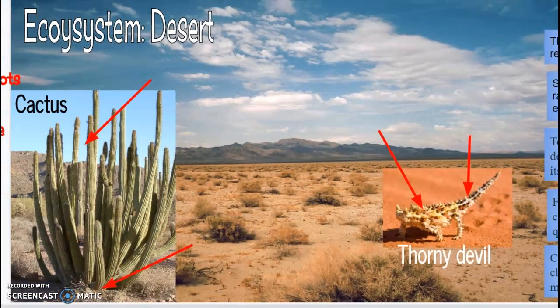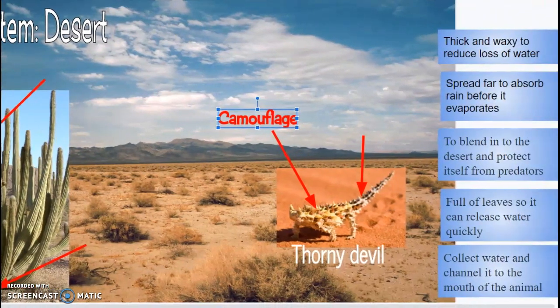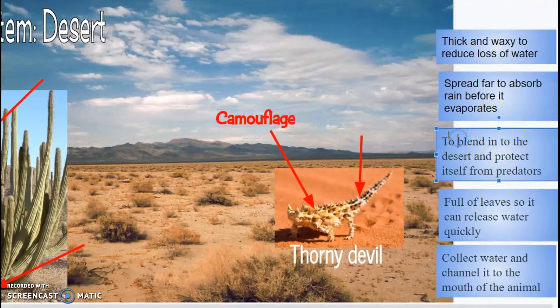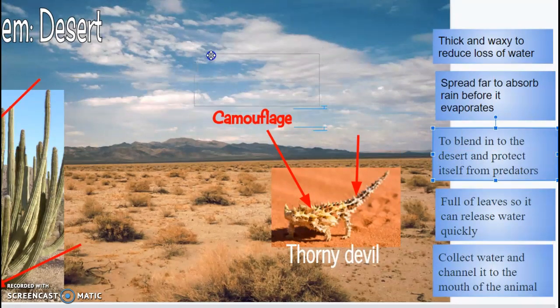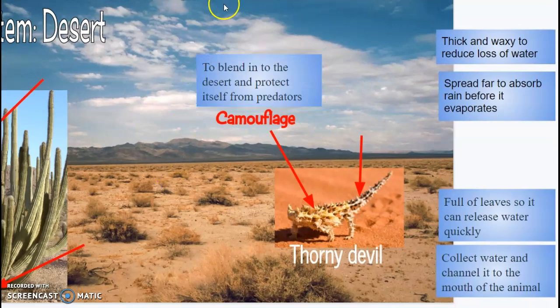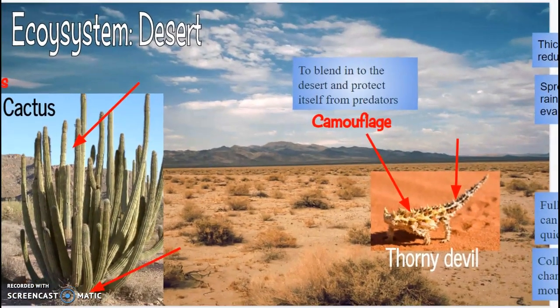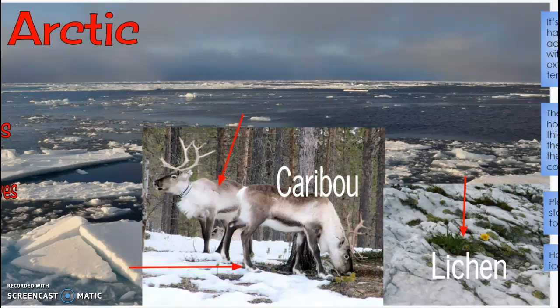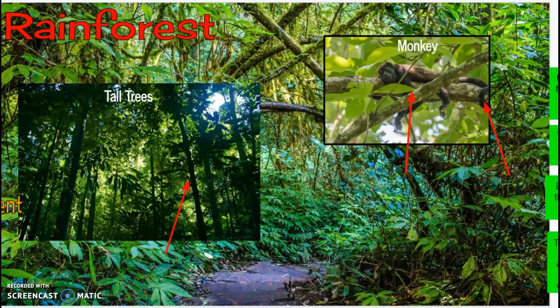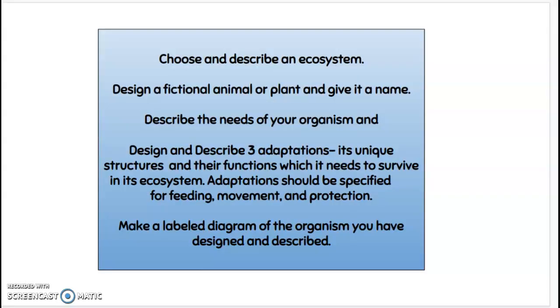So let's look. If we go to camouflage, let's put camouflage right here. Then you go over here, which of these explains what camouflage does? It's to blend in to the desert and protect itself from predators. So you're just going to do that right there. There you go, I gave you one of the answers. One of those will not be used, so don't be thinking you have to put 5 on here. Do the same thing for the Arctic, ocean, and the rainforest.